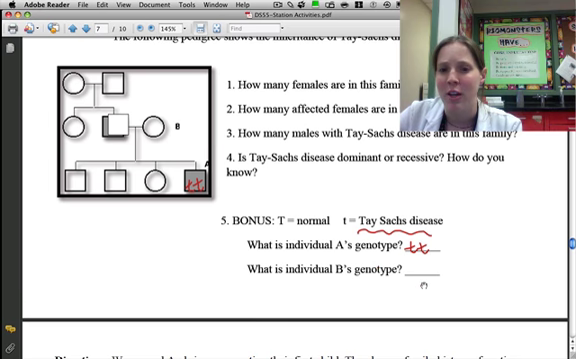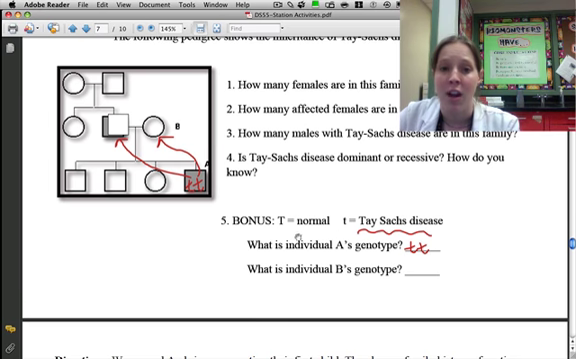Now the next bonus question is even more challenging. It says, what is individual B's genotype? So for this, I need to think about what I already know about individual B's kid. I know that individual B had a child who was little t, little t, and this kid had to get one of those little t's from dad and one of those little t's from mom.